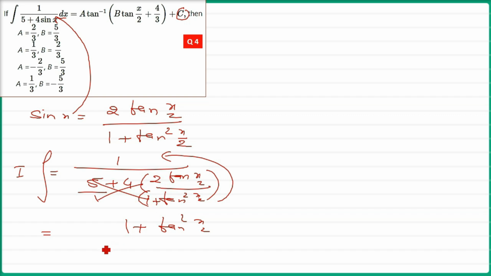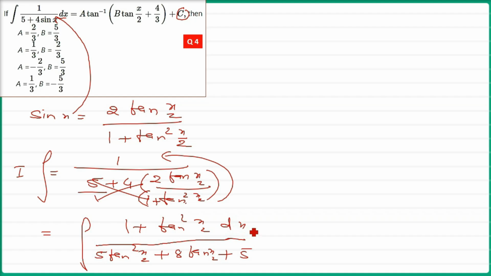Also 4 into 2 tan x by 2 will be 8 tan x by 2. So it will be a quadratic equation with tan square x by 2 and tan x by 2. So just take the LCM. That LCM will give you 1 plus tan square x by 2 in the denominator. That will go up. When you solve this, this will be 5 tan square x by 2 plus 8 tan x by 2 plus 5, okay, this is dx. Now 1 plus tan square x by 2 is simply sec square x by 2.